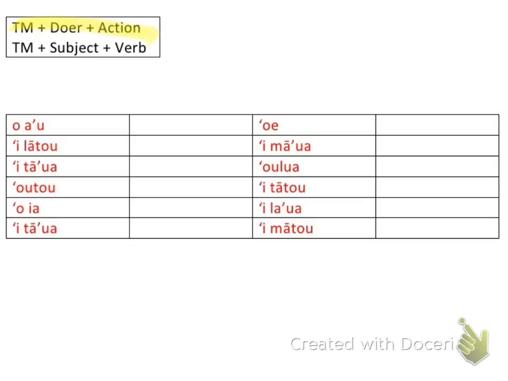And if you want to be a little bit more English grammatically correct, it's probably tense marker, subject, verb. The doer and the subject are the same thing, and the action and the verb are the same thing. Whichever one that makes more sense to you, use that one. I like the top one because it's a little bit more simple to me, but if the bottom one, you like that one more, then use that one.